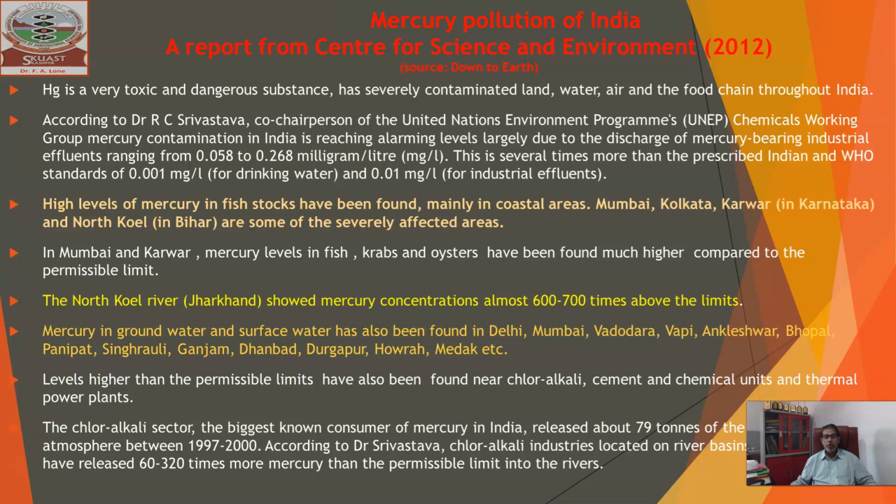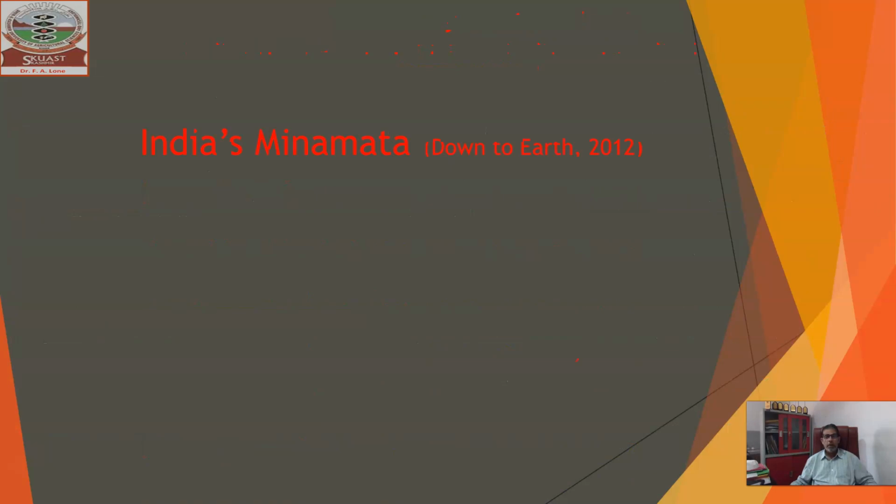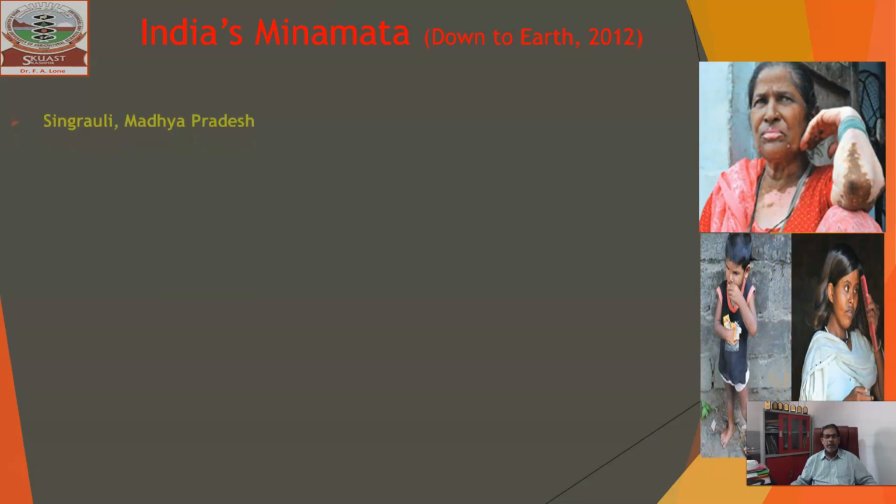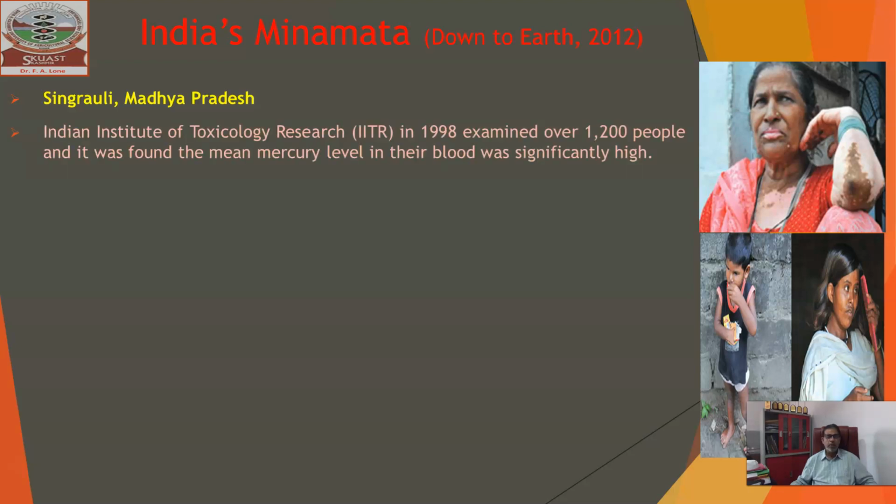So it is one of the important issues in India also. Then Indian Minamata, which is also being quoted from the Down to Earth, and in this you will find that one of the important places is Singrauli, Madhya Pradesh, highly contaminated with mercury pollution.